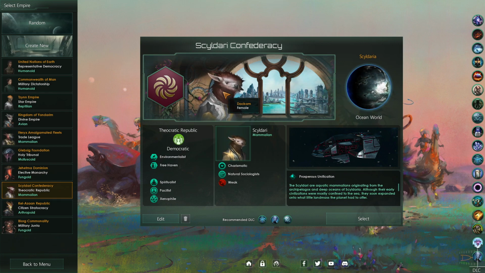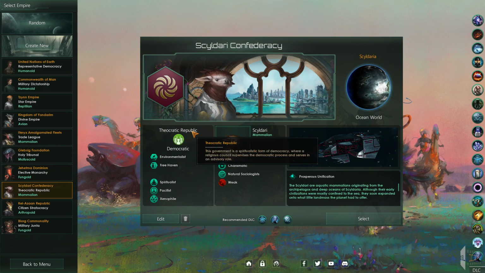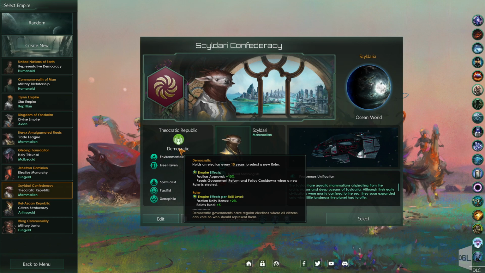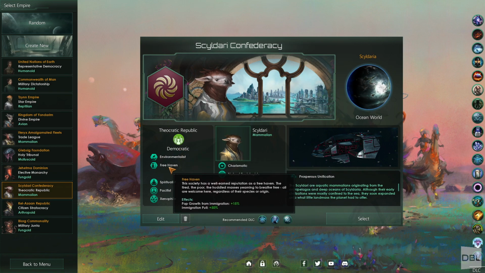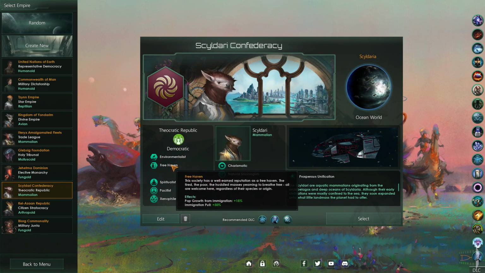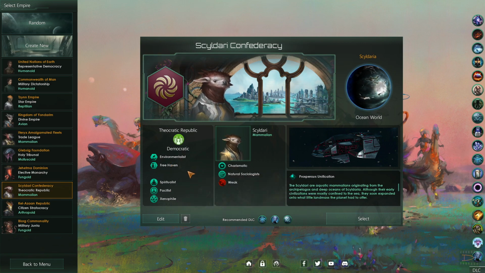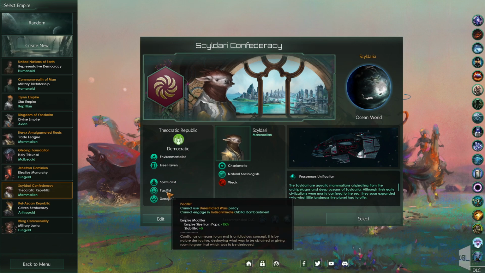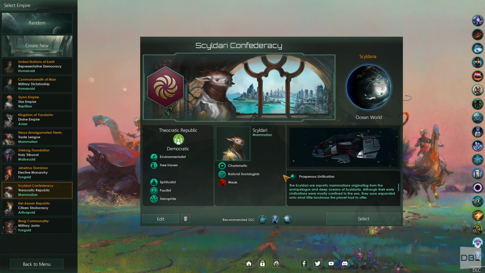That's Dakum. Theocratic Republic. Government is a spiritualistic form of democracy where religious council supervises the democratic process and serves in an advisory role. Okay. Democratic, every 10 years. Environmentalist, free haven. Well-earned reputation as a free haven. Tired, the poor, huddled masses yearning to breathe free, all welcome here, regardless of their species or origin. Well, that's cool. They're spiritualists, they're pacifists, and they're xenophiles. We've read that in the other ones. We're not going to go over that again.